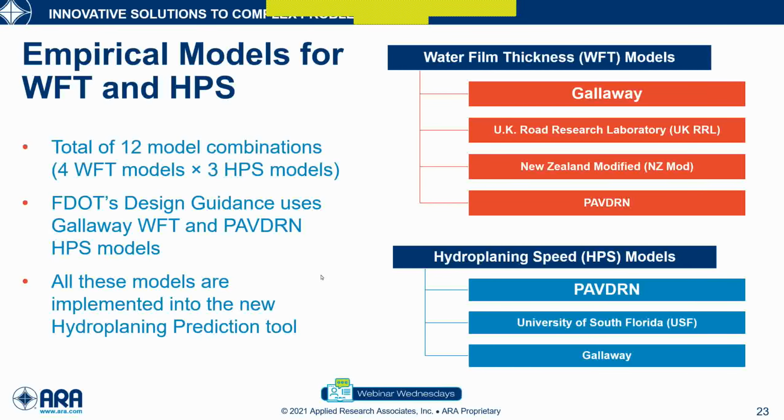And the hydroplaning prediction tool offers 4 different models for the water film thickness and 3 different models for the hydroplaning speed, for a total of 12 model combinations. We have the option of Galloway, United Kingdom Road Research Laboratory, the New Zealand Modified, and the paved drainage for the water film thickness. And for the hydroplaning speed, we also have the paved drainage, the University of South Florida, and Galloway. And among these models, the Florida Department of Transportation recommends to use Galloway for the water film thickness and paved drainage for the hydroplaning speed.